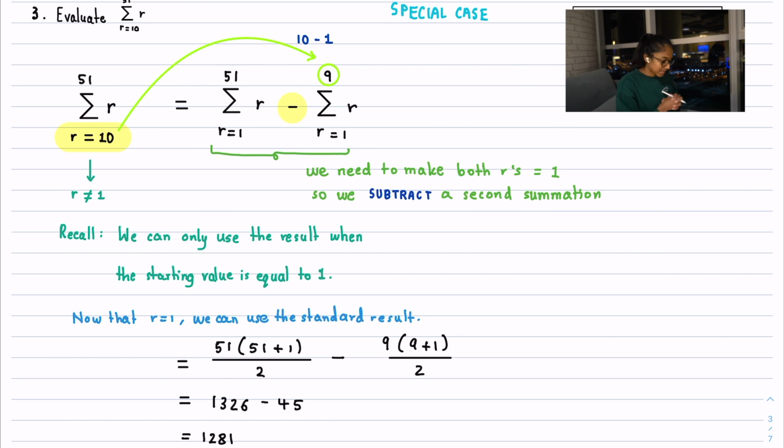Just look at this value, subtract it by 1, put it on the second one, and that's all you have to do. It's a pattern. You keep doing that for every single question that comes like that, and it's done. And now you can see, now that r is equal to 1, we can use the standard result.